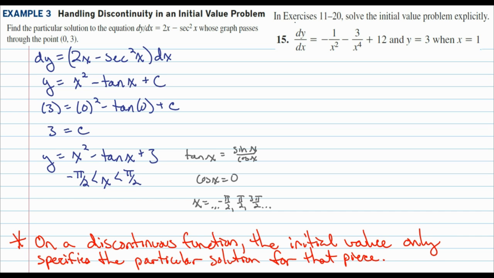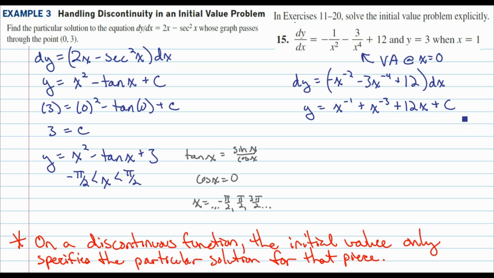Now, try problem number 15 asks us to solve the initial value problem explicitly. And you might see at the beginning here that we definitely are going to have a vertical asymptote at x equals 0. So first I'm going to rewrite dy/dx with a negative exponent, so I can use the power rule of integration, plus I multiplied both sides by dx to get the differential dy. Integrated both sides, and I have my plus c at the end, so I can plug in 1 for x and 3 for y. Now I solve for c, and I get that c equals negative 11.